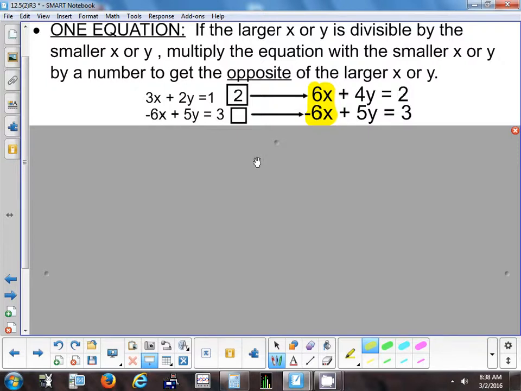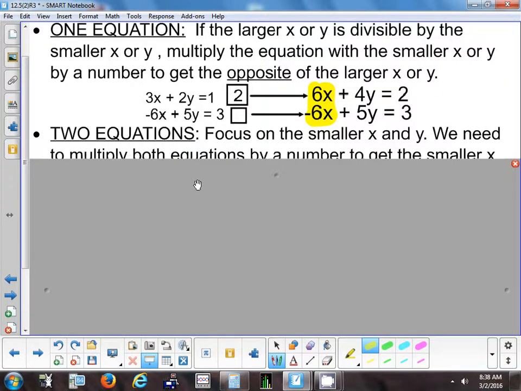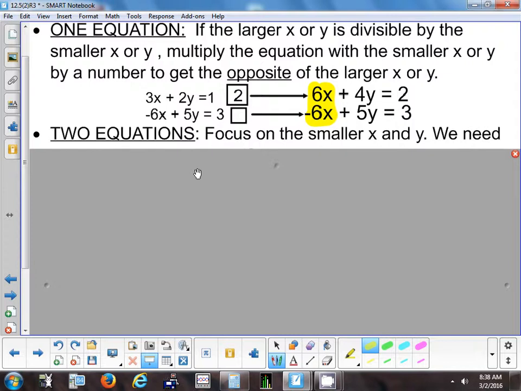This is probably the second hardest way to eliminate. Probably the hardest is when you have to multiply in both equations. We're going to focus on the smaller x and y. If we had like 2x and 3x, and maybe 4y and 7y, the x's are smaller. They're going to be easier to work with. You're going to multiply by a smaller number, so you want to focus on the x and y.